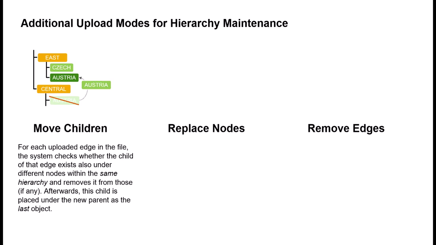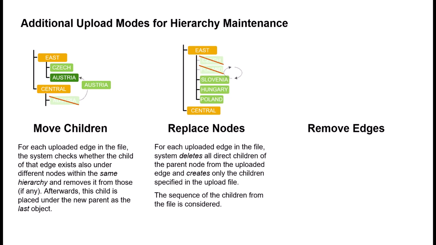The mode Replace Nodes is designed as follows. For each uploaded edge in the file, the system deletes all direct children of the edge's parent node and creates only the children specified in the upload file. The sequence of the children from the file is considered. This mode could also be used to simply change the sequence of nodes without applying other changes.